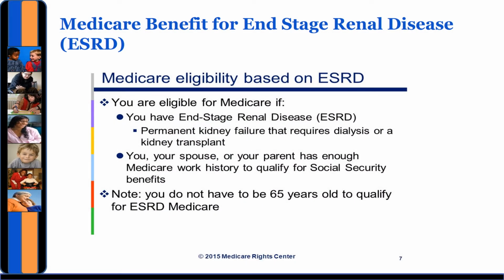There is a Medicare benefit for someone that has end-stage renal disease, and this is when they have permanent kidney failure that requires dialysis or a kidney transplant, or when they themselves or their spouse or their parent has enough Medicare work history to qualify for Social Security. And the person does not have to be 65 years of age to qualify for this benefit.